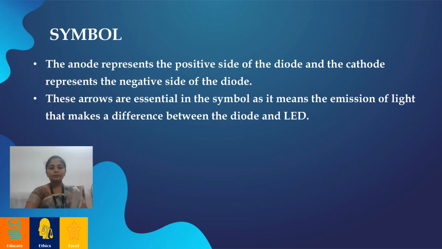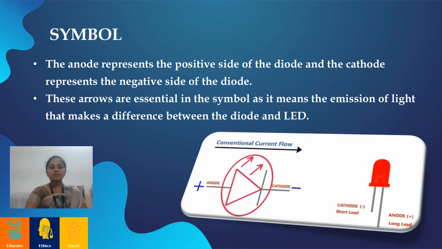When you look into the symbol of an LED, the symbol is exactly similar to the PN junction diode, but the only difference is that we have an arrow mark pointing away from this triangle, which indicates that there will be an emission of light. So this has two terminals, namely anode and cathode, which is exactly similar to that of the PN junction diode. The cathode is always the short lead and the anode is always the long lead. So this provides the basic symbol of an LED.